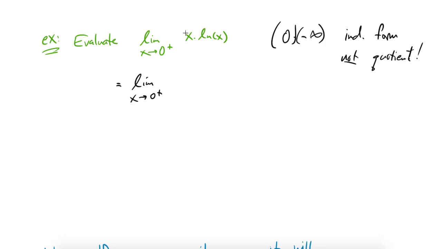to rewrite this. So instead of x times natural log of x, instead what I can do is think about this as being natural log of x over, and then you might want to ask yourself, what can I write in the denominator to make this expression original to this one? So pause for a second if you want to and think about what that would be.